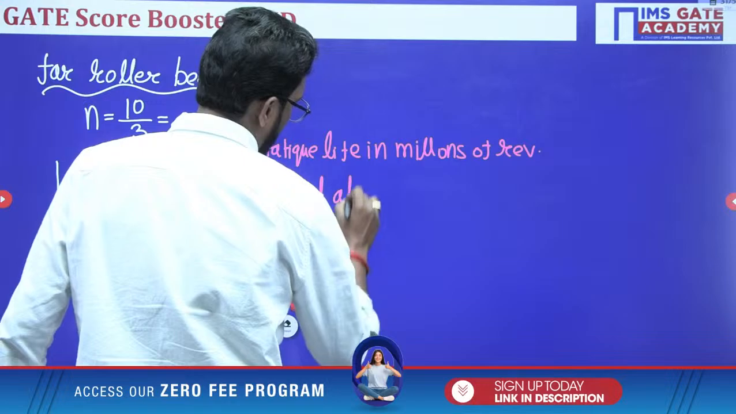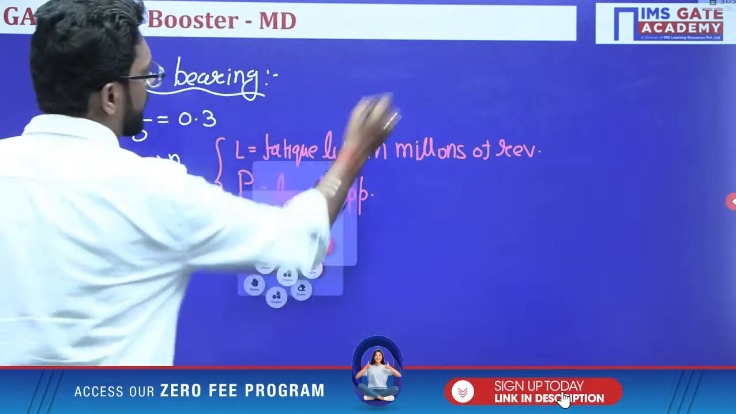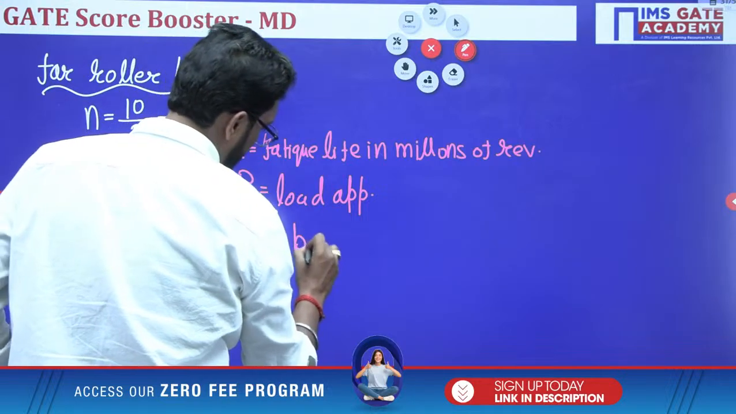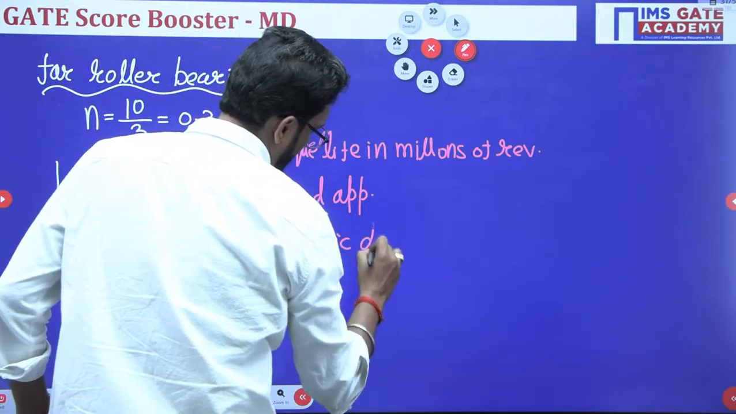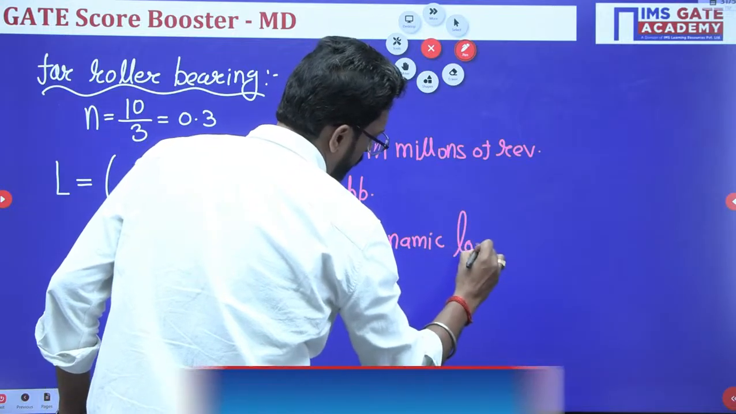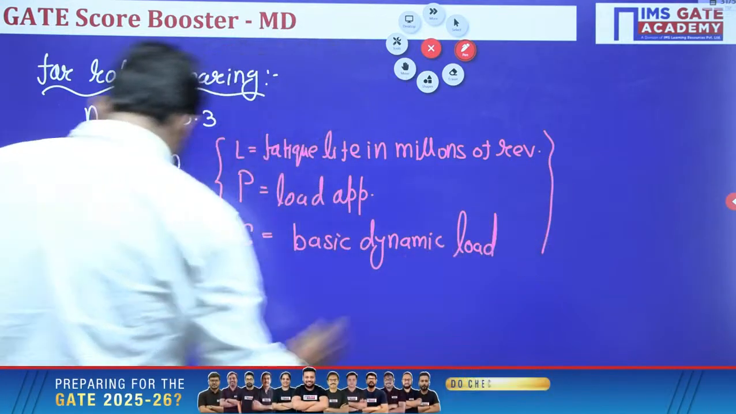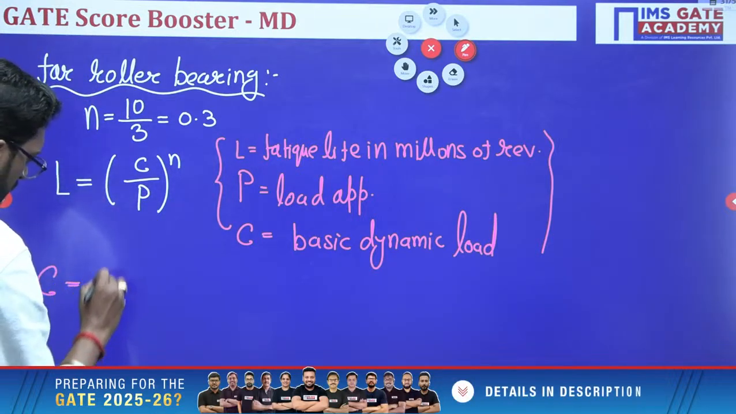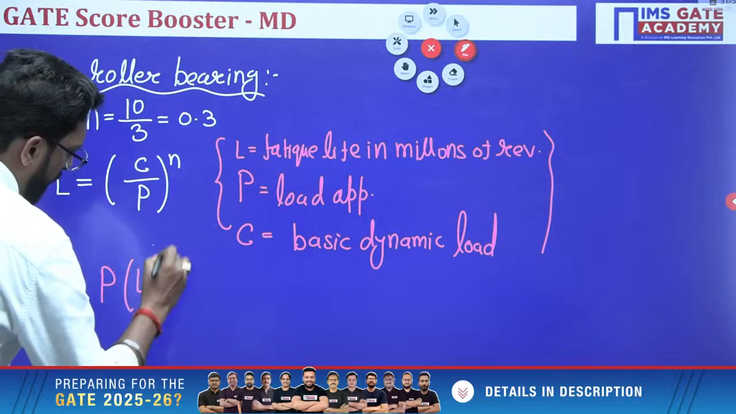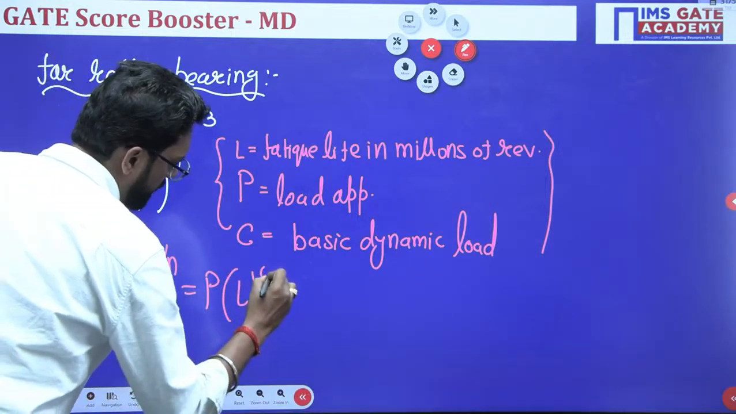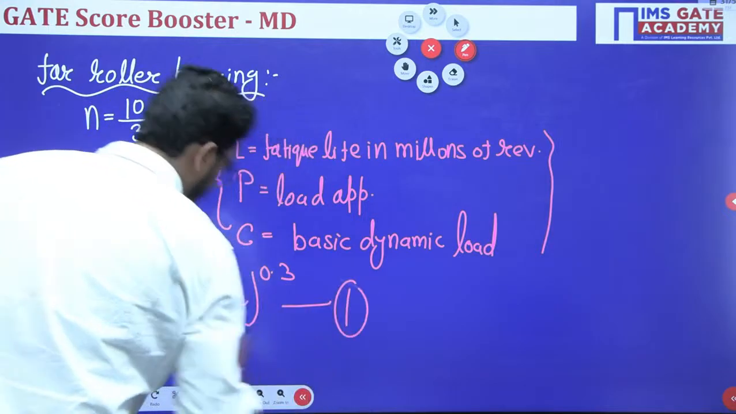Load applied. Generally it is a radial. And C is equal to the basic dynamic load. What is that? Basic dynamic load. So from here, C is P into L to the power 1 by N. So this is P into L to the power 0.3. This is equation number one.